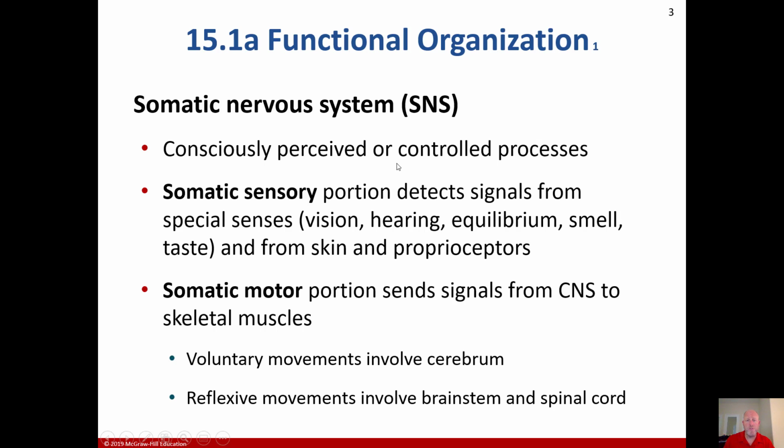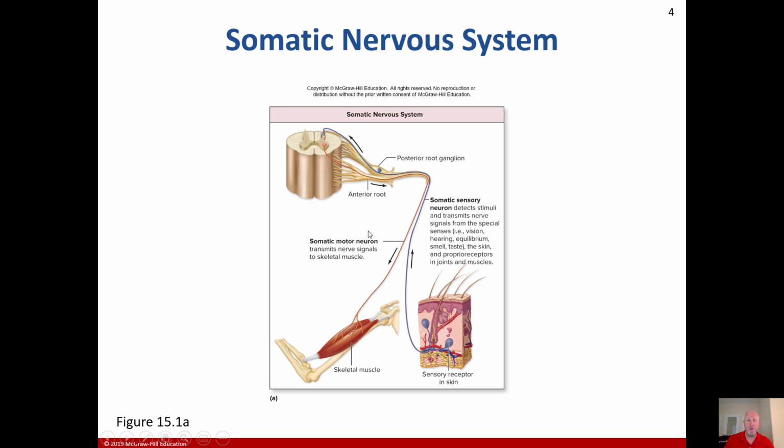So starting with the somatic nervous system, and you need to know this on the exam, that is consciously perceived or controlled processes. The somatic sensory portion detects signals from special senses like vision, hearing, equilibrium, smell, and taste, and from skin and proprioceptors. The somatic motor portion sends signals from the CNS to the skeletal muscles, and includes the voluntary movements that involve the cerebrum and reflexive movements that involve the brainstem and spinal cord. Again, you have to know all that. It's going to be on an exam in some capacity.